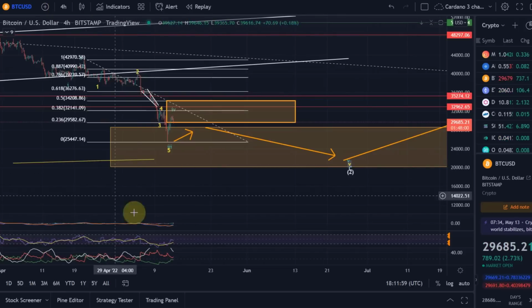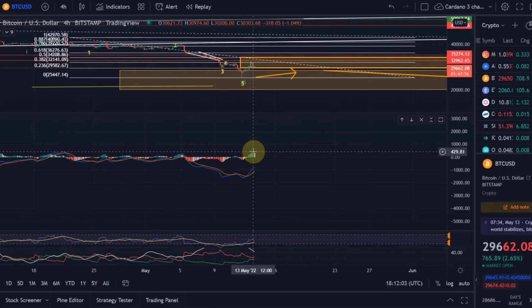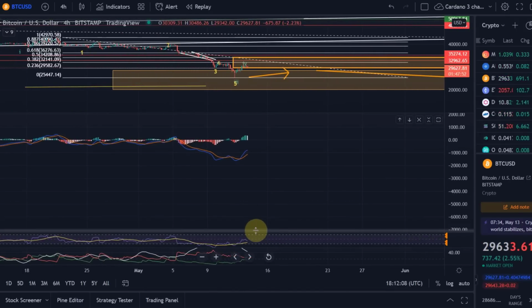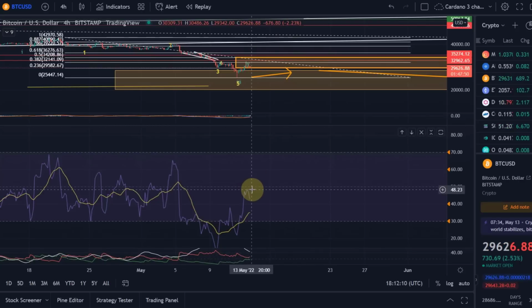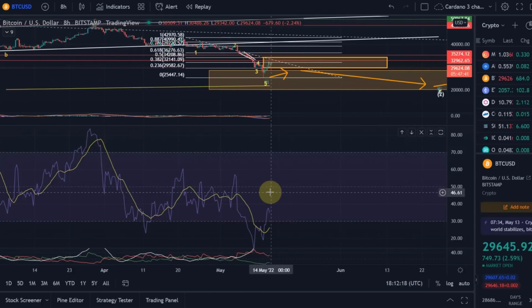In terms of the indicators, we are currently here on the 4-hour chart. You can see it's already losing momentum again. It bounced off the 50 line on the RSI. Not necessarily a good sign, so rather bearish, which would confirm my view that we come down once more, because we're already losing steam here.